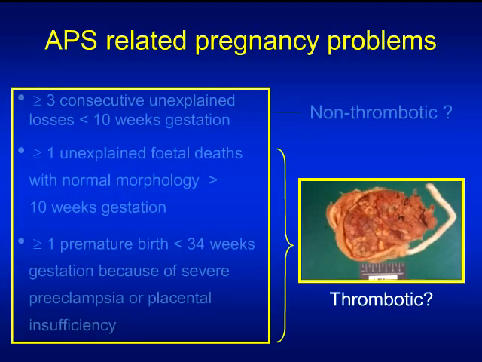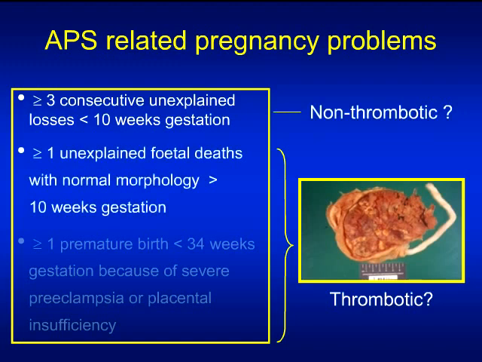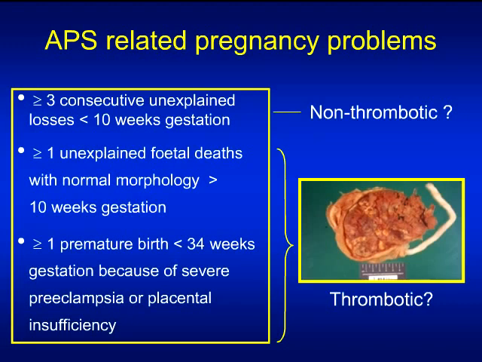The antiphospholipid antibody-related pregnancy problems are more than 3 consecutive unexplained losses before 10 weeks of gestation, and you can question whether this is a thrombotic complication or something else. Then, 1 or more unexplained fetal deaths with normal morphology after 10 weeks of gestation, and 1 or more premature births before 34 weeks of gestation because of severe preeclampsia or placental insufficiency. These latter ones can be due to thrombotic complications in the placenta, but it is questionable if all the pregnancy problems are indeed due to thrombotic complications.